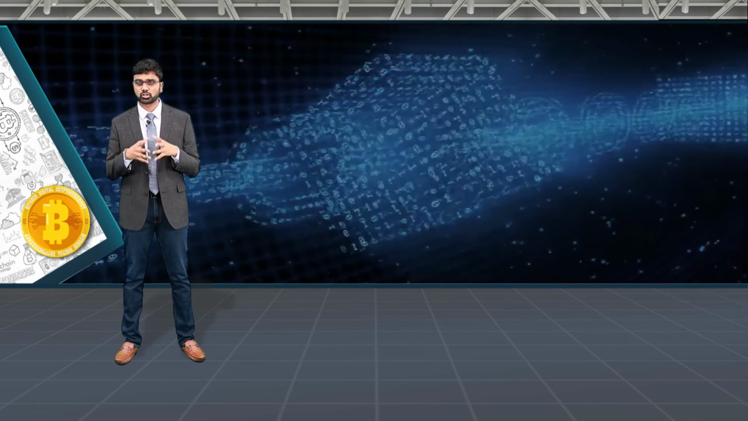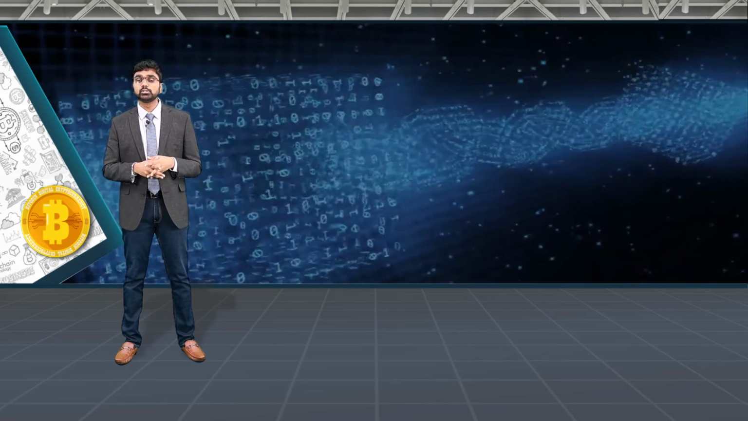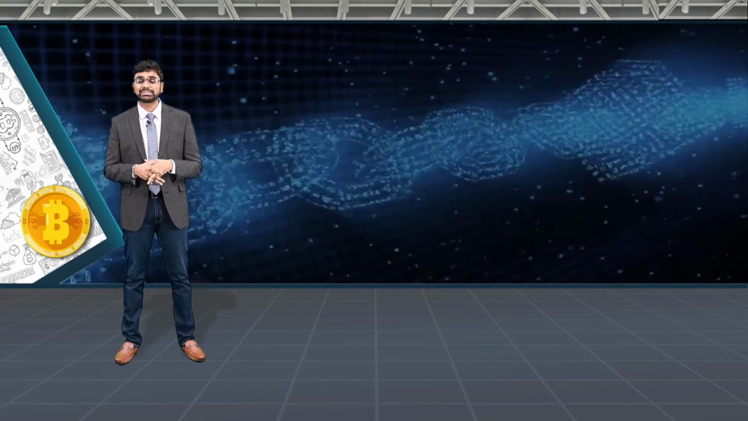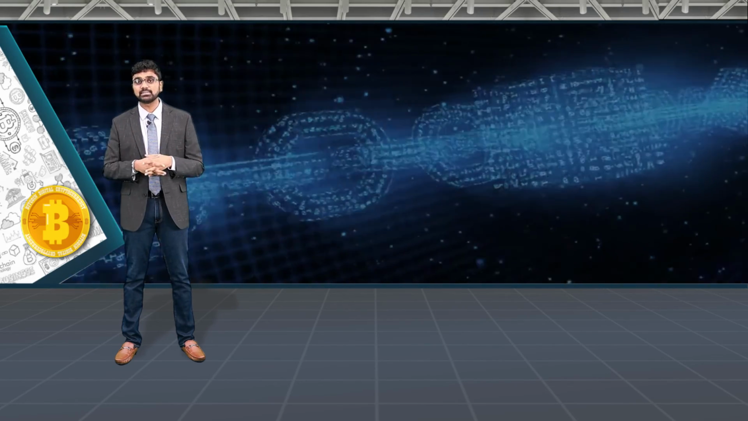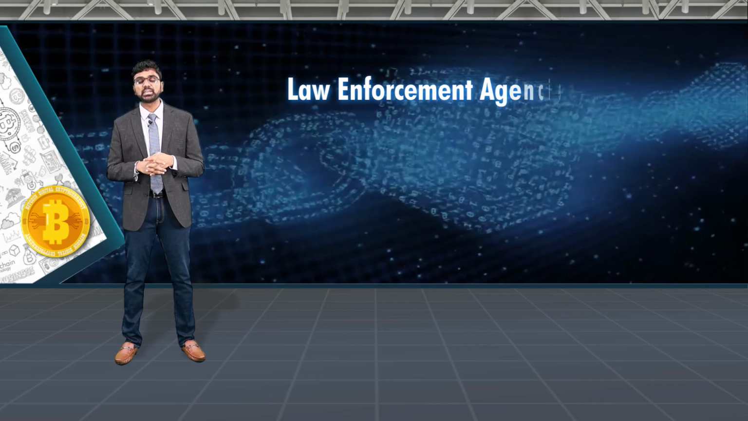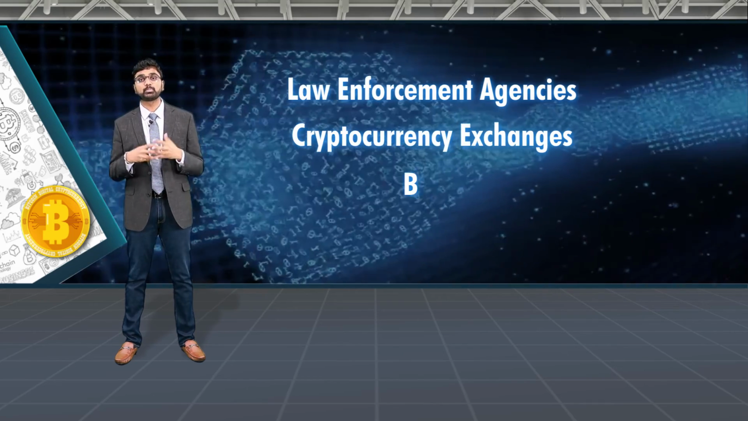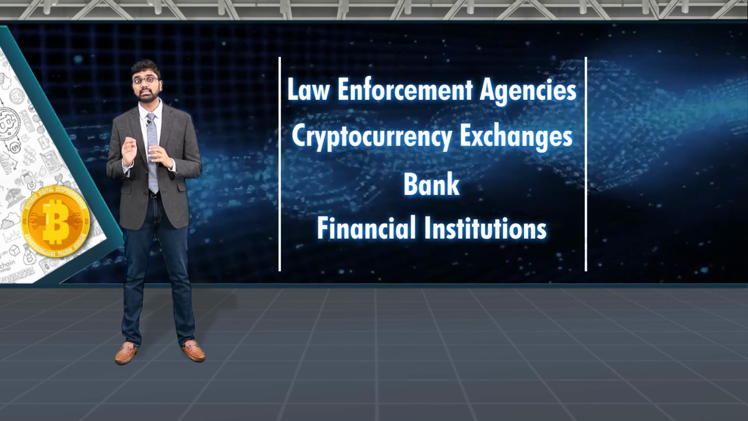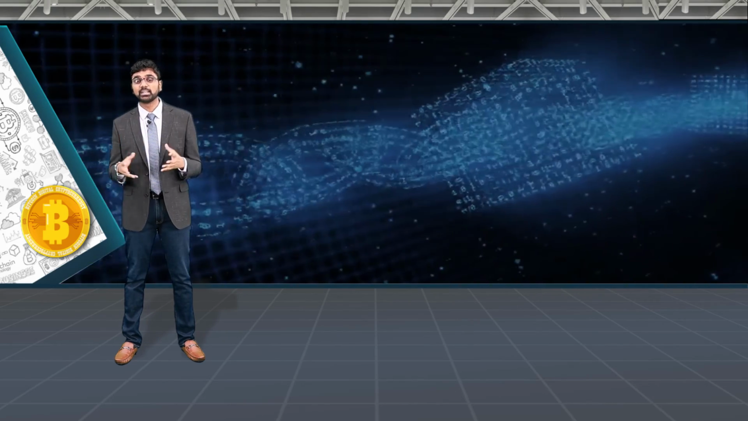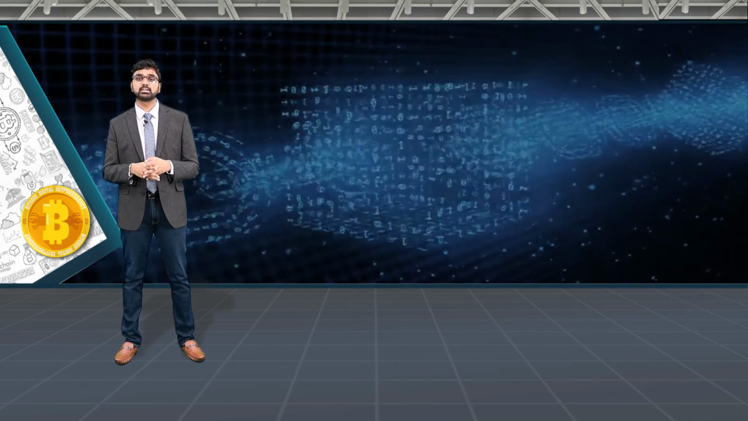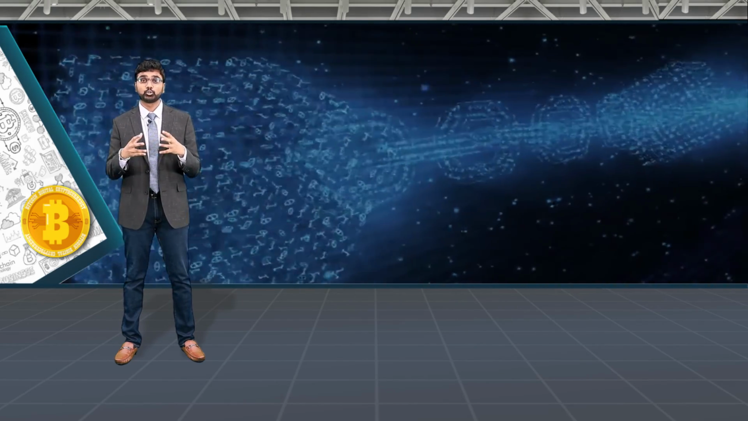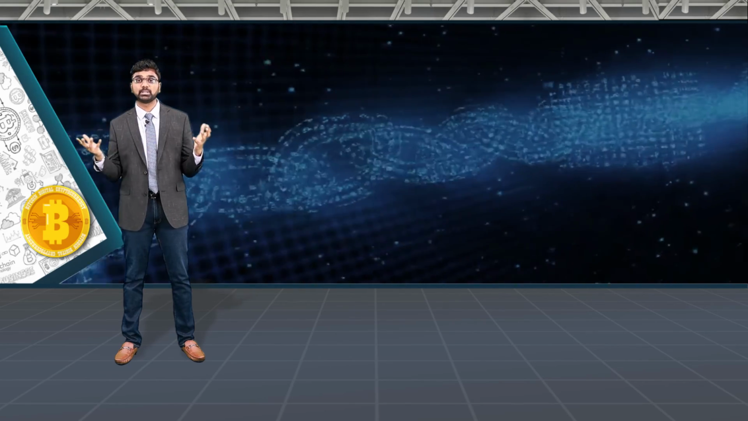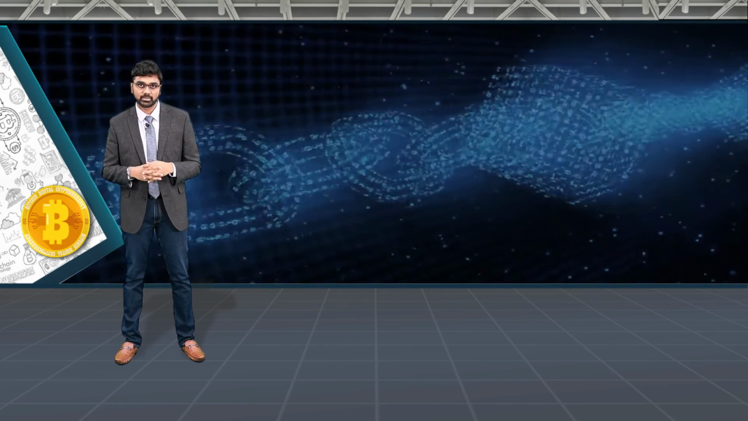Over the public blockchain, these tools, this blockchain analytics, this blockchain intelligence, is used by law enforcement agencies, by cryptocurrency exchanges, by banks, financial institutions, etc. to ensure that nothing illegal happens within the crypto industry, within the crypto ecosystem, and we can ensure that crypto adoption increases rapidly because there's no illegal stuff happening.